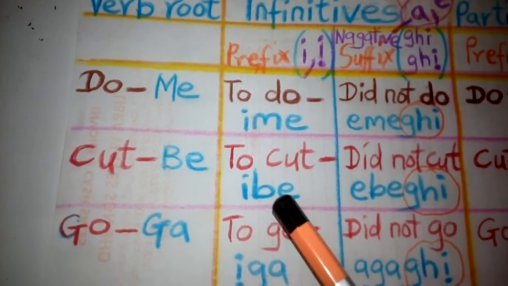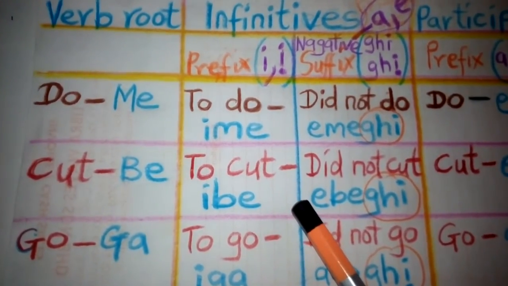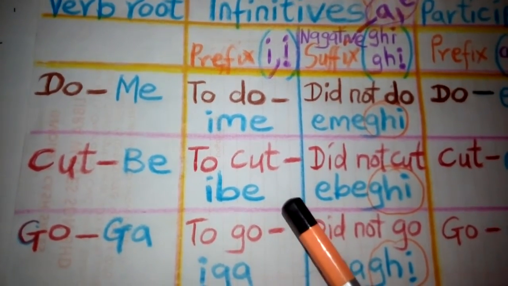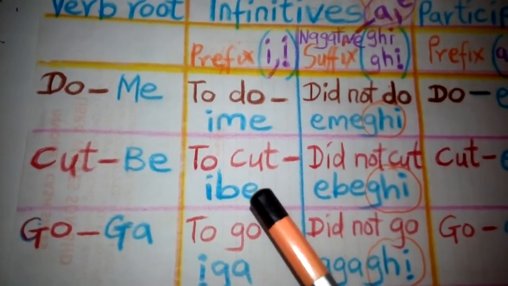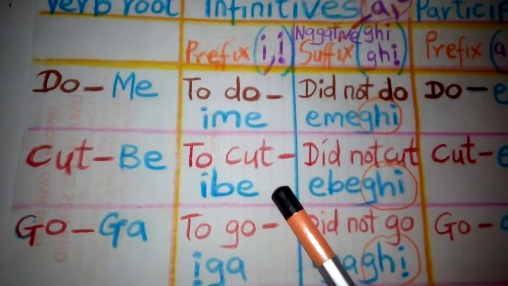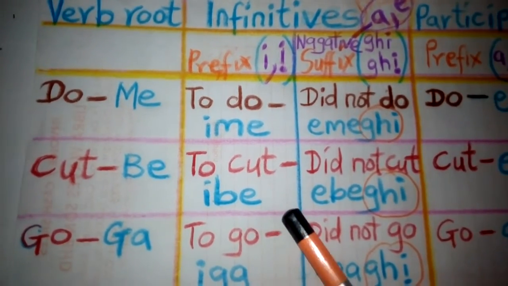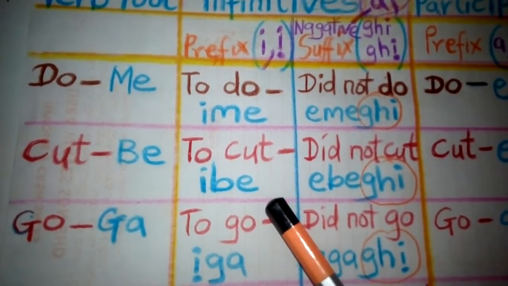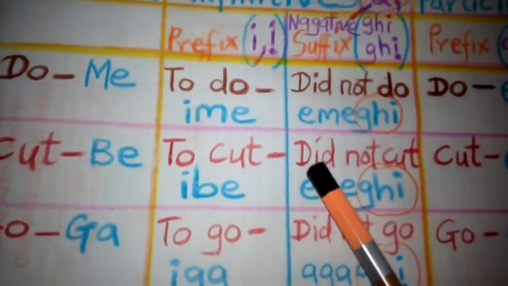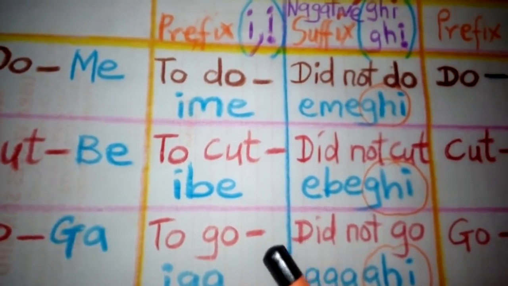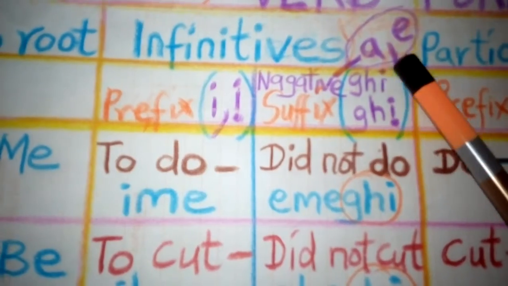You can check out my video on vowel harmony for more understanding. The same rule of vowel harmony is applicable to all the verb forms and their prefix or suffix. In the Igbo language we have the negative infinitive, which has a suffix re or he, and a prefix a.